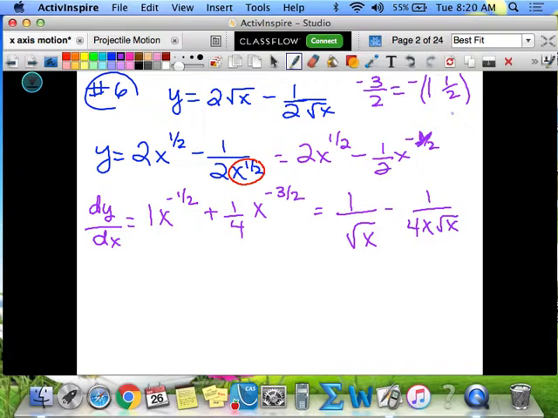Okay? Where'd you get one? The negative 1/2 came down and multiplied the negative 1/2. Wait, why did it go down? Huh? Isn't that the power rule? Power rule? But then, I got everything up to there. Did you get to here?